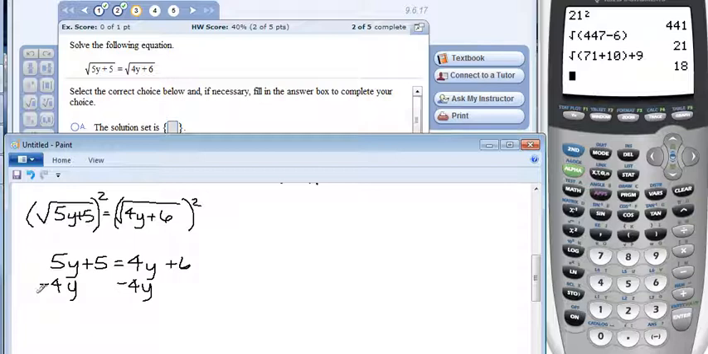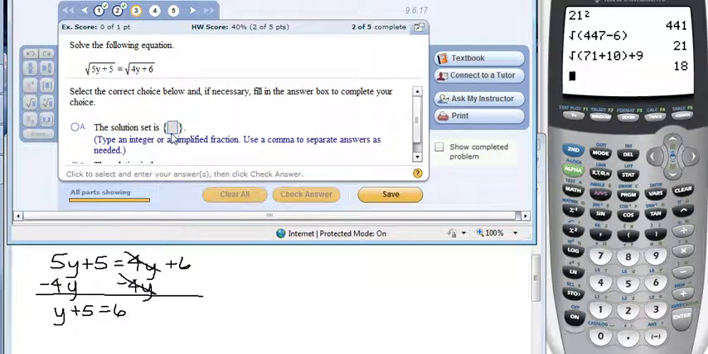Subtract my 4y across, so this is gone. So I have just y plus 5 equals 6. Subtracting my 5 across gives me y equals 1. Well, let's check it. If I put a 1 here, then I've got 5 plus 5 for the square root of 10. And if I put a 1 here, I've got 4 plus 6 for the square root of 10. So the square root of 10 equals the square root of 10, so that one does work.